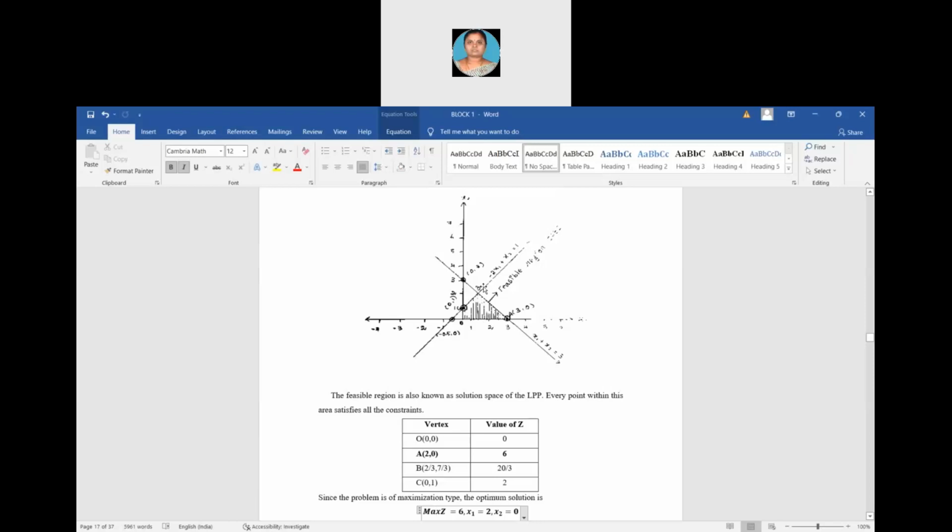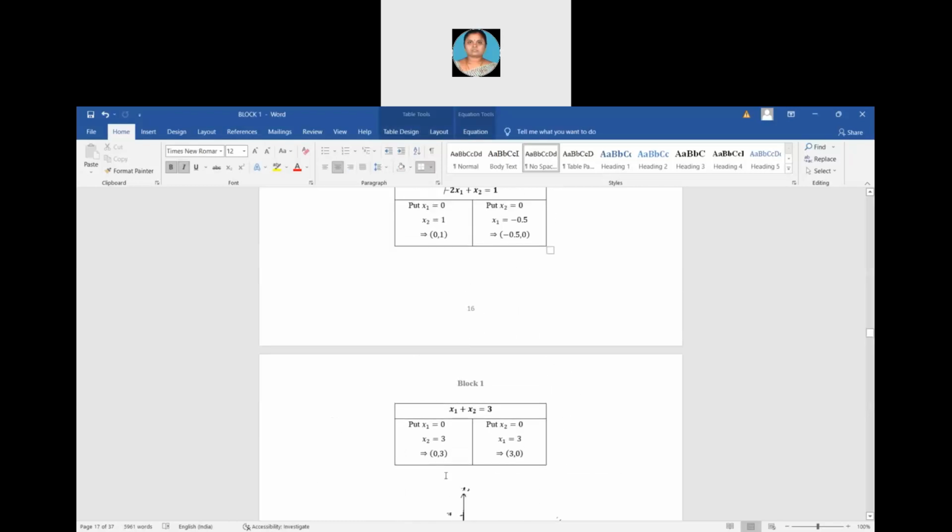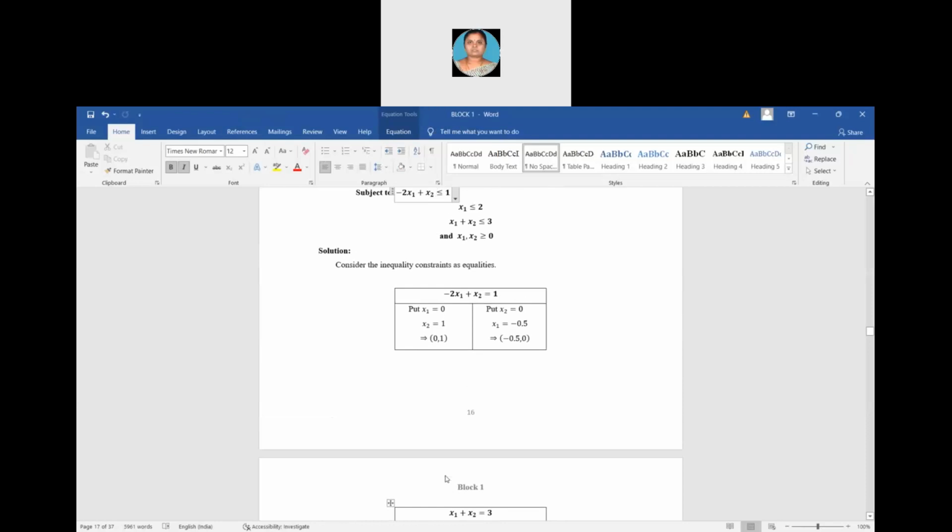2 by 3 comma 7 by 3, and 0 comma 0 is common for all the problems. 0 comma 0 you can do for all the problems, and all these 4 points you have to substitute there, that is, you have to substitute in your objective function.